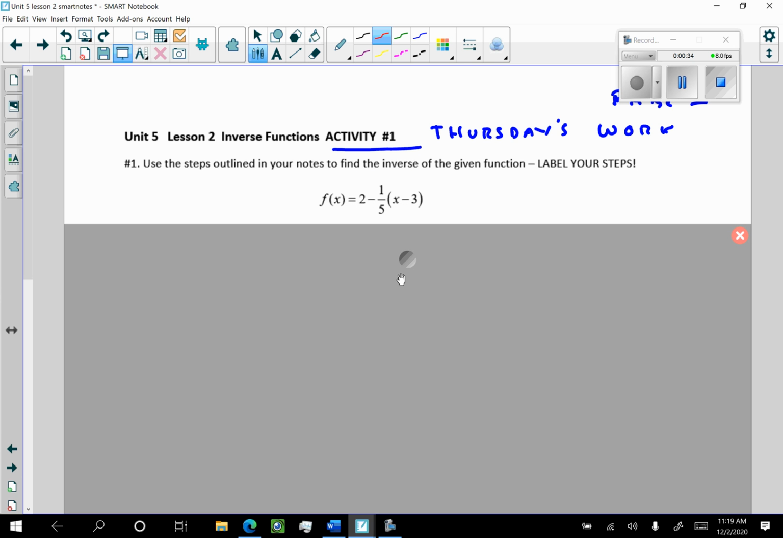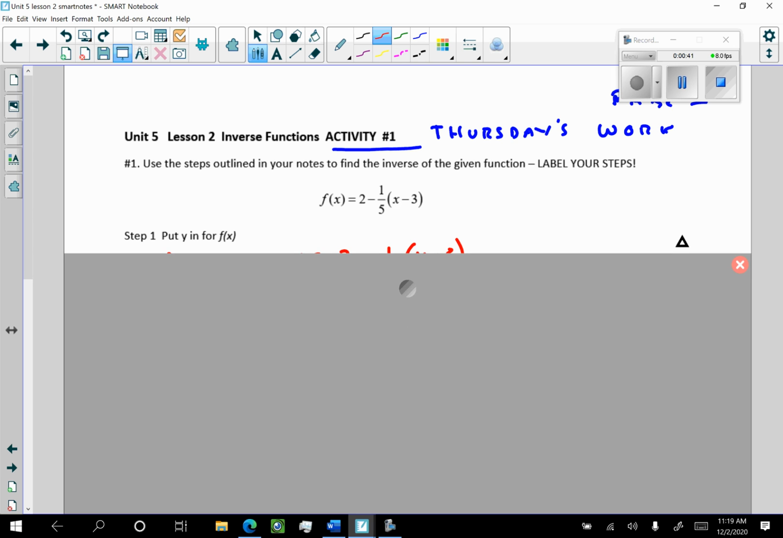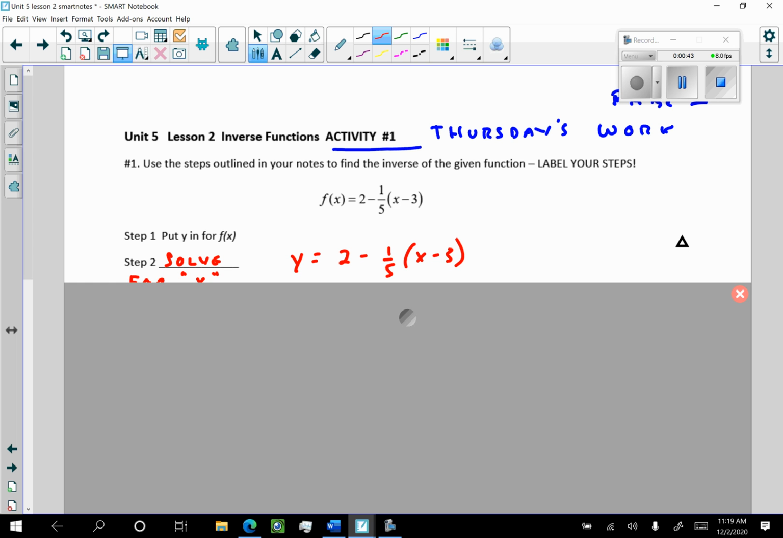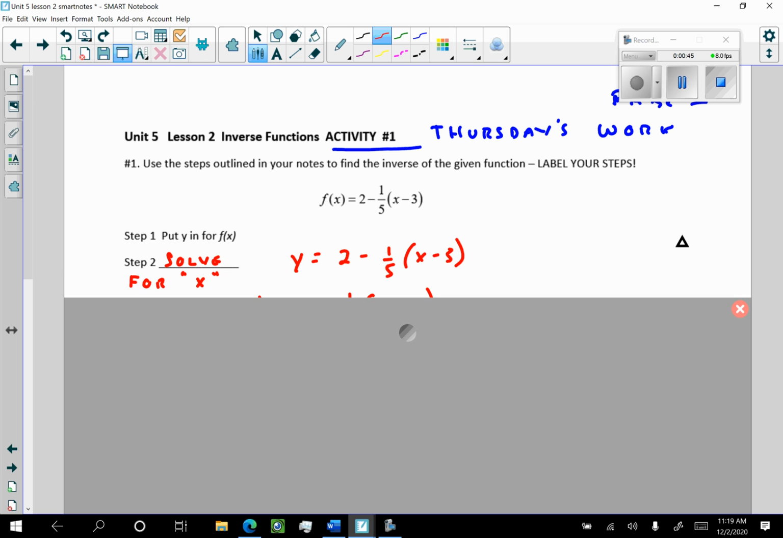The first thing I want to do is find the inverse of this, using the steps outlined in your notes. I'm going to walk through this pretty quick because you should be able to do this. Step number 1, put y in for f of x. Bam, I did it. Next step is solve for x.